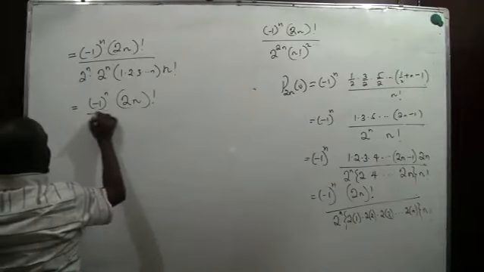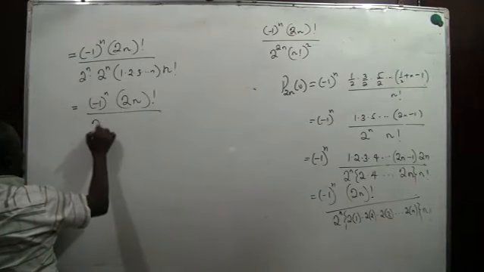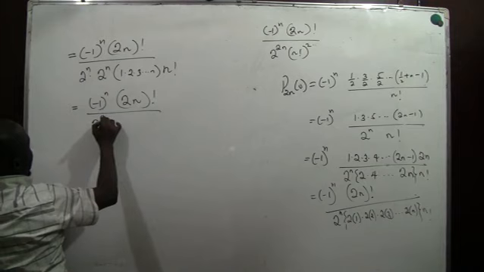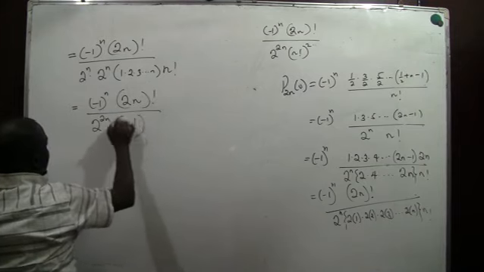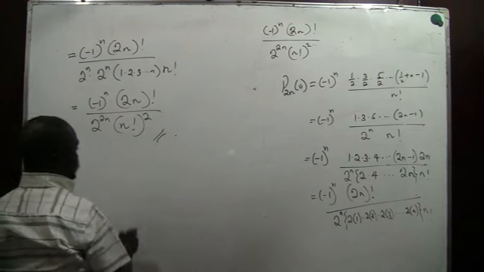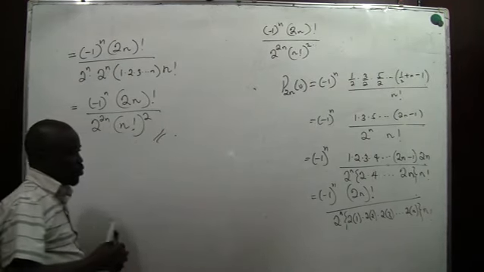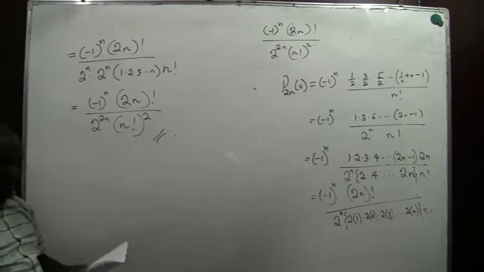2n factorial divided by, by the law of indices, 2 raised to power 2n, the law of indices, n factorial squared, which is what the question asks us to establish.